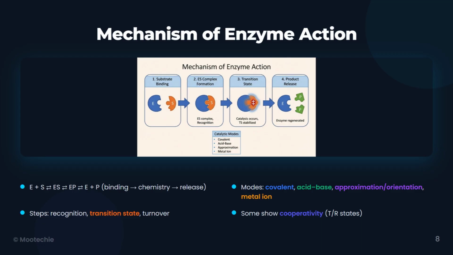1. Substrate binding. 2. ES complex formation. 3. Transition state. And 4. Product release. The overall cycle is often shown as E plus S in equilibrium with ES, then ES to EP, and finally EP to E plus P. Modes of catalysis include covalent, acid-base, approximation and orientation, and metal-ion catalysis. Some enzymes also show cooperativity between different states.